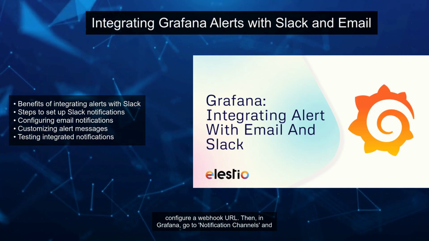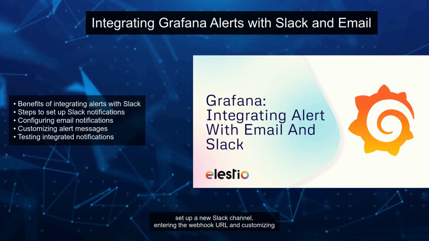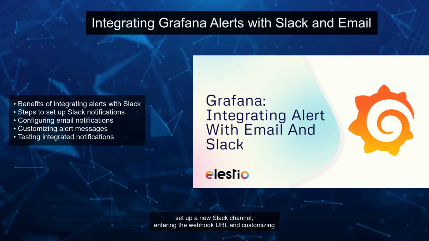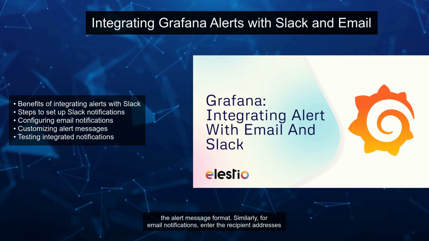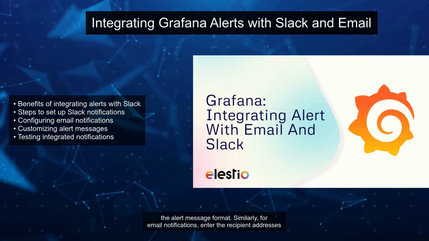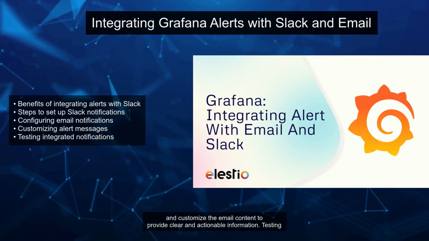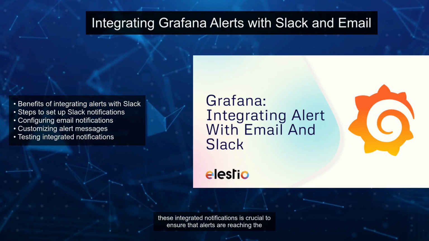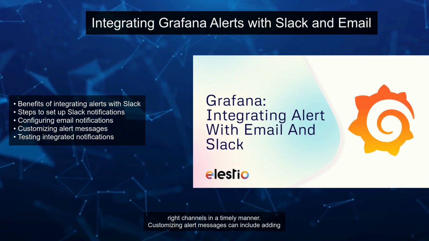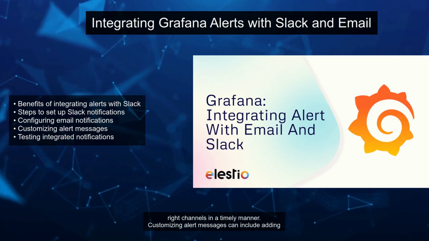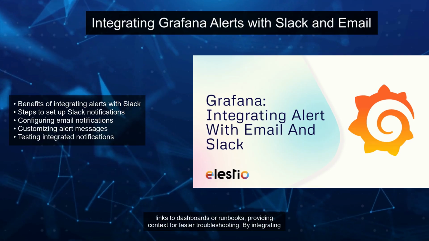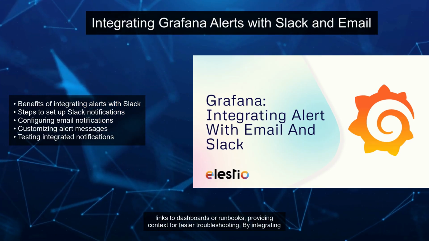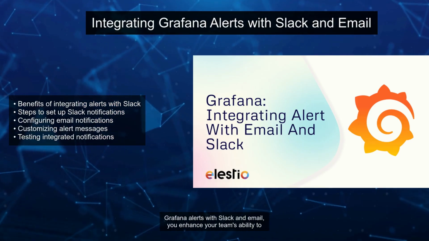Then, in Grafana, go to Notification Channels and set up a new Slack channel, entering the webhook URL and customizing the alert message format. Similarly, for email notifications, enter the recipient addresses and customize the email content to provide clear and actionable information. Testing these integrated notifications is crucial to ensure that alerts are reaching the right channels in a timely manner. Customizing alert messages can include adding links to dashboards or runbooks, providing context for faster troubleshooting.